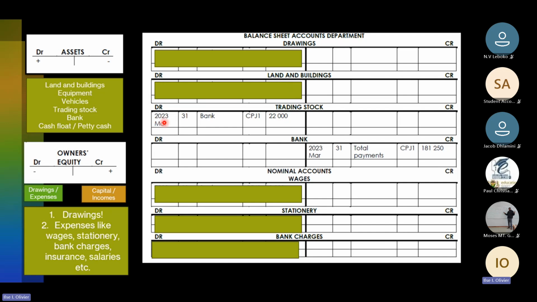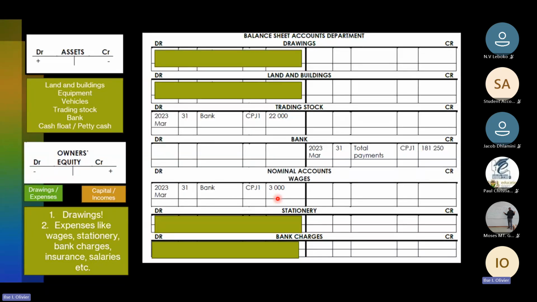The next column that we had was our trading stock account. So again, 2023, March the 31st, in your CPJ1, and the total of it was 22,000. And why do we write bank here? Because bank was credited here, so we must show what account was credited, so it will be bank. The next column that we had was our wages. 2023, March the 31st again, because it is a column. Again, it's bank because bank was credited. It comes from the CPJ1 and the total was 3,000 Rand.